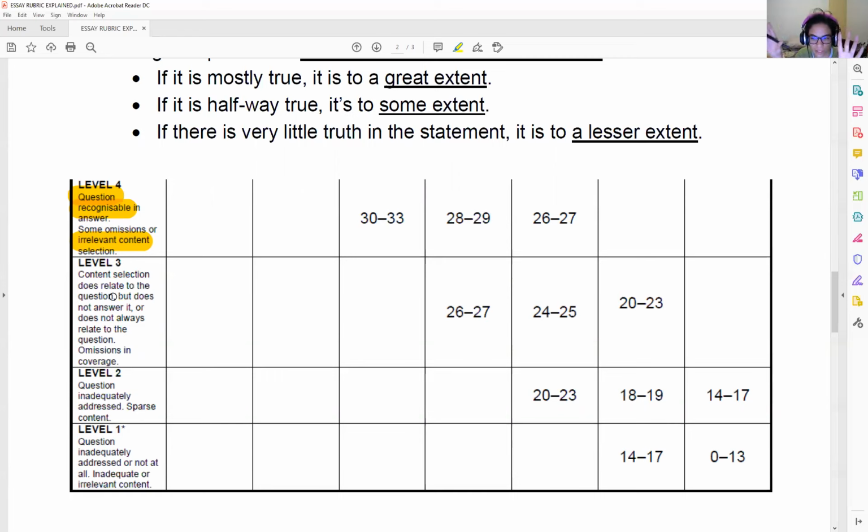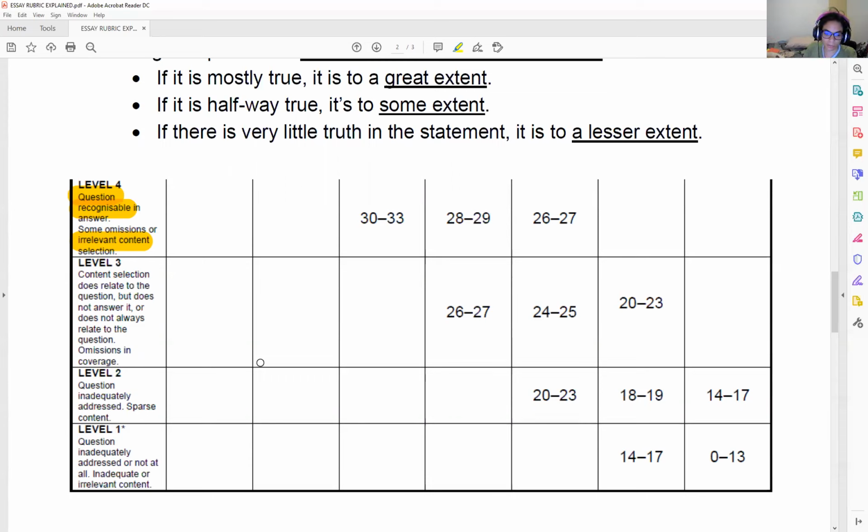You know that you need to mention the Pretoria Minute. You know you need to mention the Groote Schuur Minute. But you mention it and you say nothing about it. So you'd say, there was a Pretoria Minute. There was a Groote Schuur Minute. There was a Codesa 1. There was a Codesa 2. So you know you need to mention these things, but you're not actually using this information to answer the question.